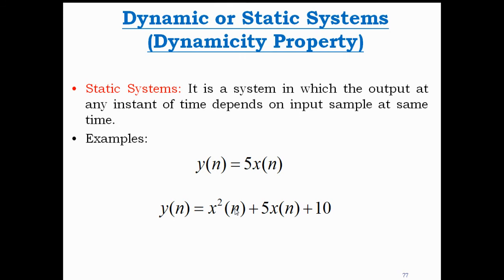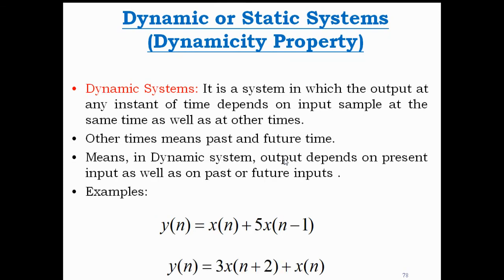The simple one thing you have to keep in mind: if in a system there is no delay or no advance, no past or no future signal, it is purely depending only and only on the present input, the system is called static. So is that clear about static system? A static system is a system which is purely depending upon the present input, not on future, not on past signal. The opposite of this will be considered as a dynamic system.